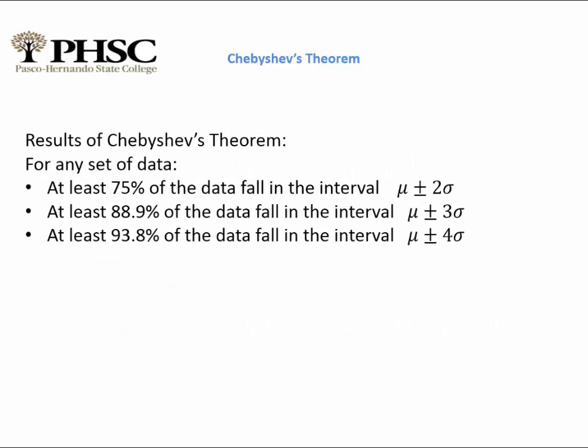So the results of Chebyshev's theorem state that for any set of data, at least 75% of the data will fall in the interval of mu plus or minus 2 sigma. At least 88.9% will fall in the interval of mu plus or minus 3 sigma, and at least 93.8% will fall within mu plus or minus 4 sigma. And we'll talk about that a little bit more later on in the course.